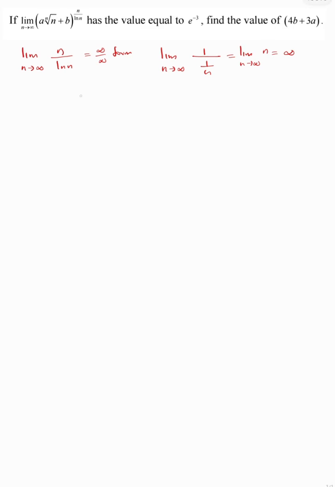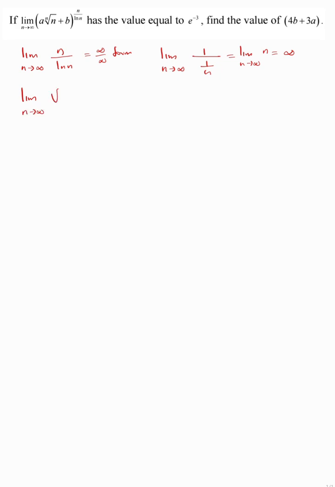Otherwise you can think like this also. This is the x graph, this is the log x graph, and x by log x, or n by log n, will be tending to infinity. Okay, so that's the case. Now the limit of the base. You can see a and b are constants, so their limit will be a and b only.